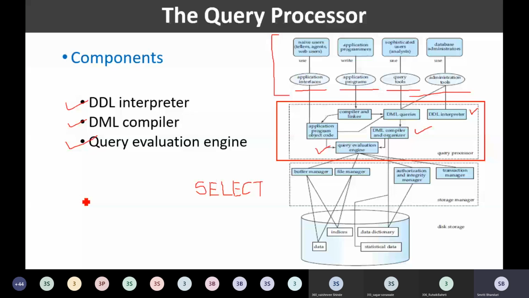And the query evaluation engine is actually doing the same thing. If there are multiple ways to extract the data, whichever is the most efficient plan, that plan needs to be executed. Right? In this course, actually, we are not talking about query optimization. But it was a good question, and I hope you have understood whatever I explained. Still, if you have any doubts, please let me know.